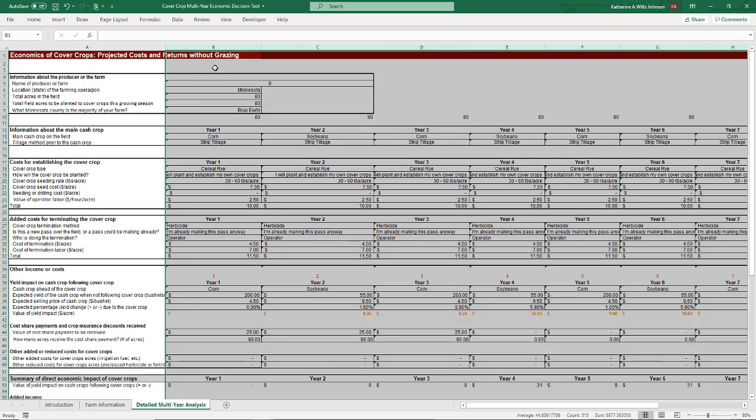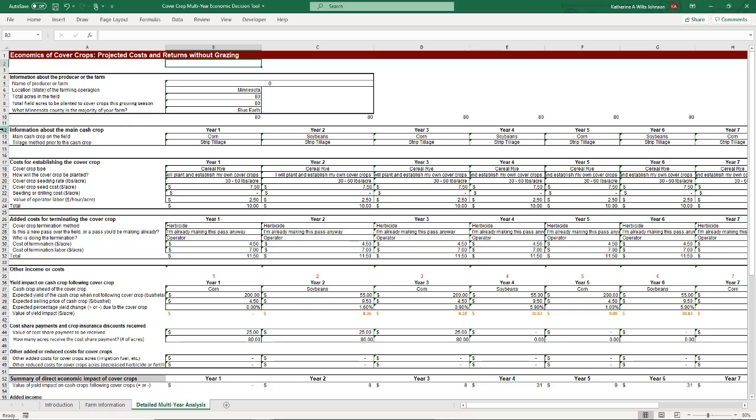The projected values are all laid out here. So we'll start in year one. This farm, again, is planning on planting corn. Then in year two, they switch over to soybeans. Year three is back to corn, year four, soybeans, and so on. They're planning on using strip till every year. They're planning on planting cereal rye as the cover crop following both corn and soybeans as well.